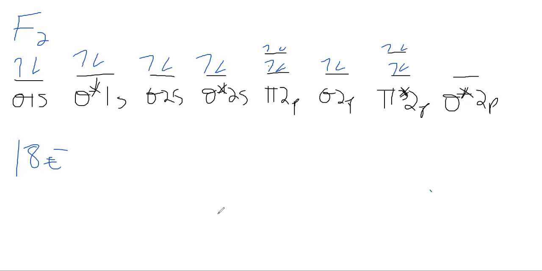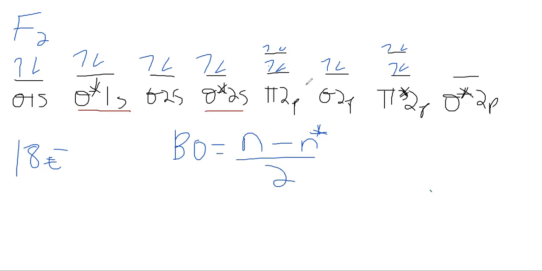That is it. So now to determine your bond order, you take your number of bonding minus number of non-bonding, divided by 2. And the way you can tell this is if there's an asterisk, that means that it's non-bonding. So I'm going to underline those that are non-bonding. Non-bonding, non-bonding, non-bonding, non-bonding. The rest that are not underlined are bonding.